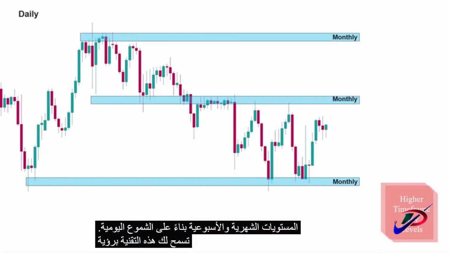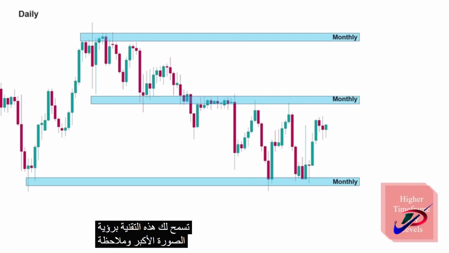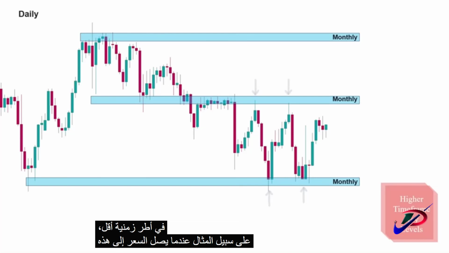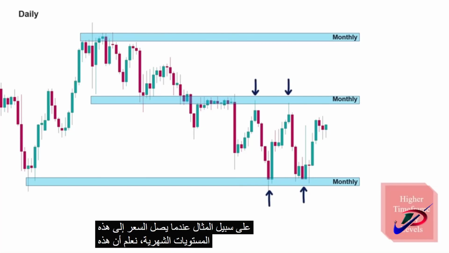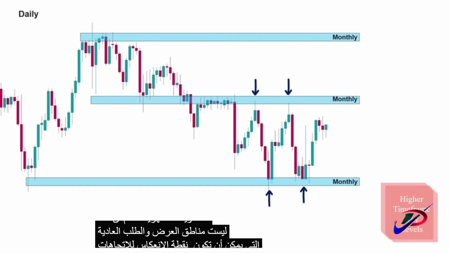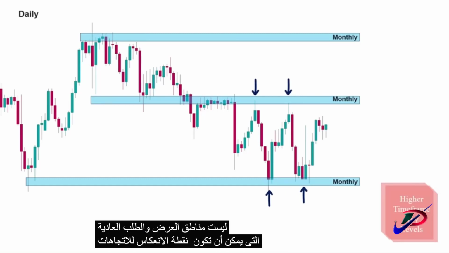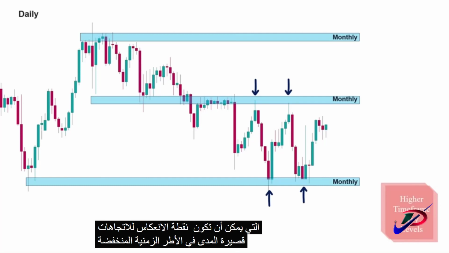So, this technique allows you to see the bigger picture and notice the major levels of structure when you are trading in the lower time frames. For example, when price taps into these monthly levels, we know that these are not the ordinary supply and demand areas. They could be a reversal point for the short-term trends in lower time frames.